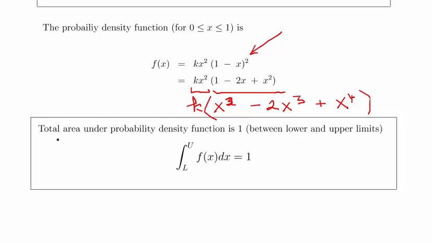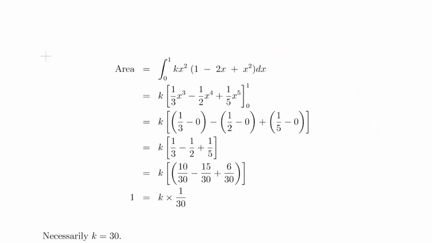Here's where I discussed integration already. The total area under the probability density function is 1 between the upper and lower limits. So essentially, it's a definite integral, where you integrate the PDF between the upper and lower limits. Here, those limits are what we are told in the question, 0 and 1, and when we get an answer, it should equal 1. So let's do that. Here's our area, and we know it's going to equal 1.